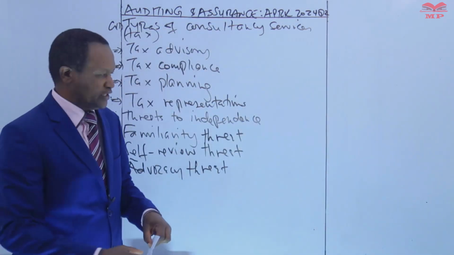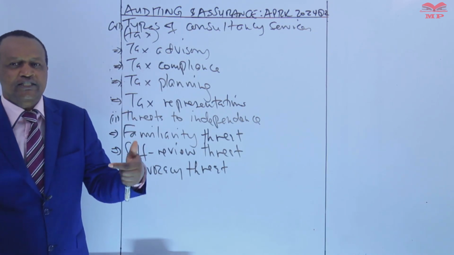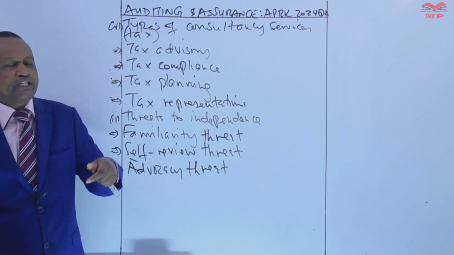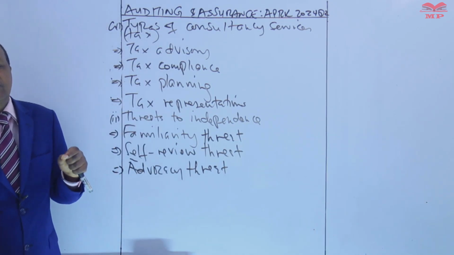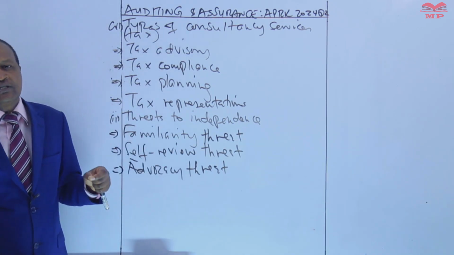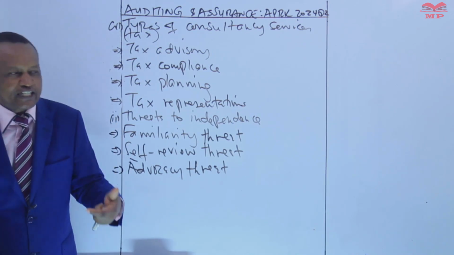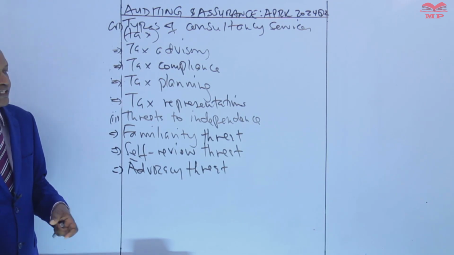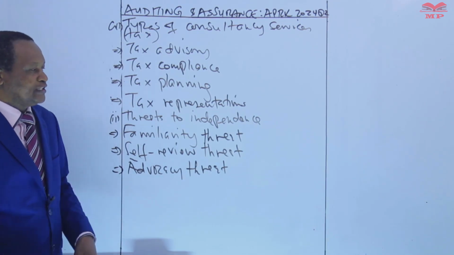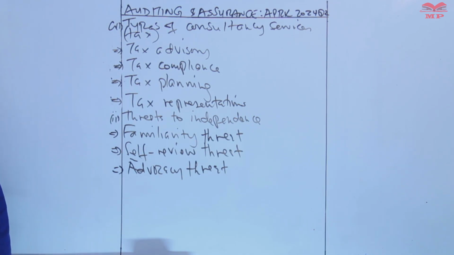When they are closely related, then the auditors may become too closely aligned with the interests of the company, advocating for aggressive tax positions. And that is what we are referring to as the advocacy threat. Let me hear from Cynthia.